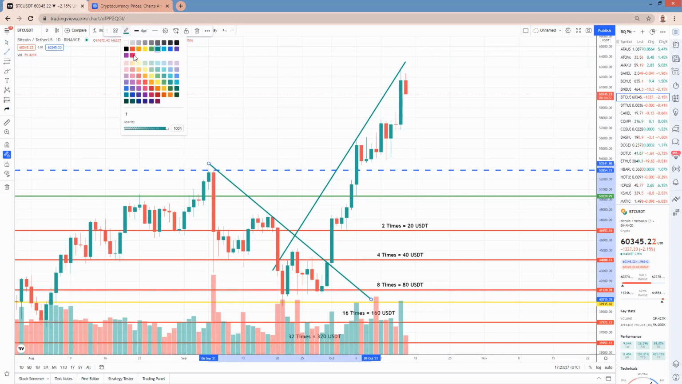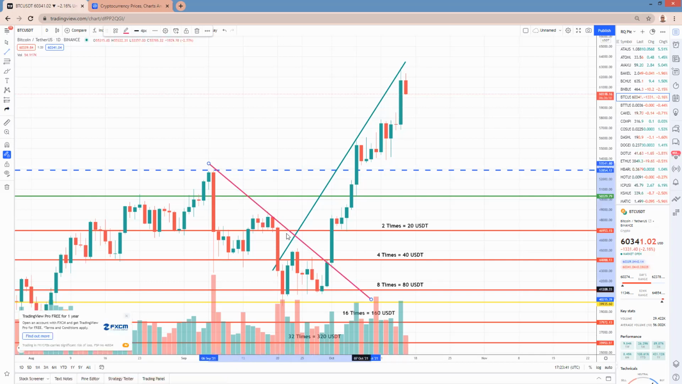This color, let me make it red to represent that the bears were taking over. It means the bears were stronger than the bulls for almost the whole month of September. If you check this candlestick here, at the bottom, you will see that it's the 7th of September. And from the 7th of September to the 28th of September, the market has been falling like that. The market has been falling like that, friends.